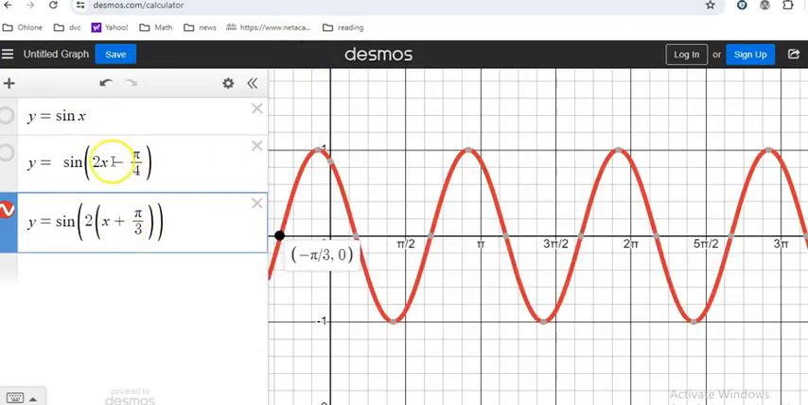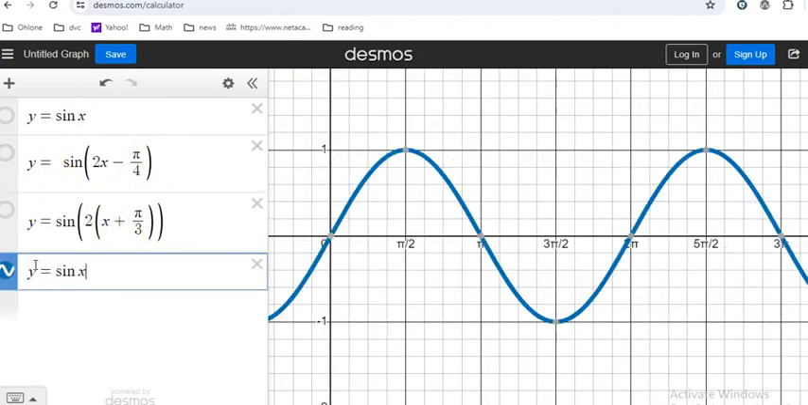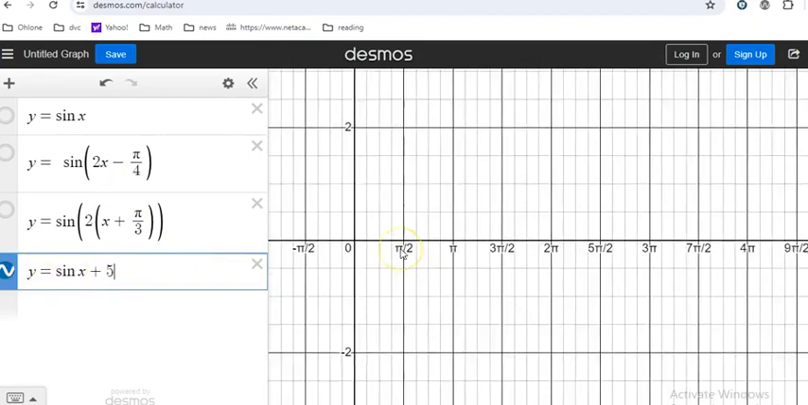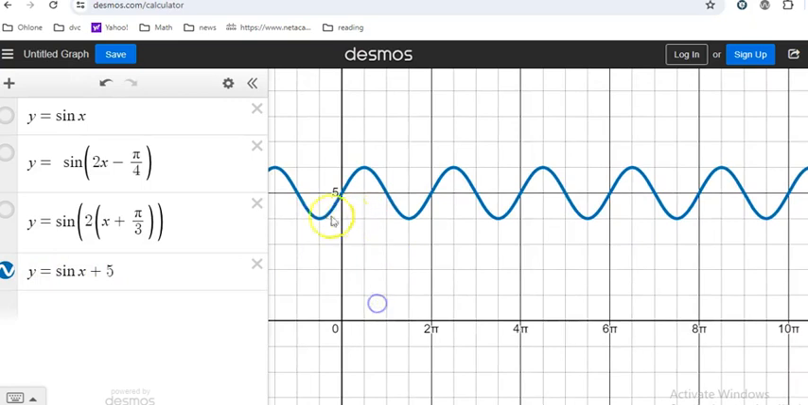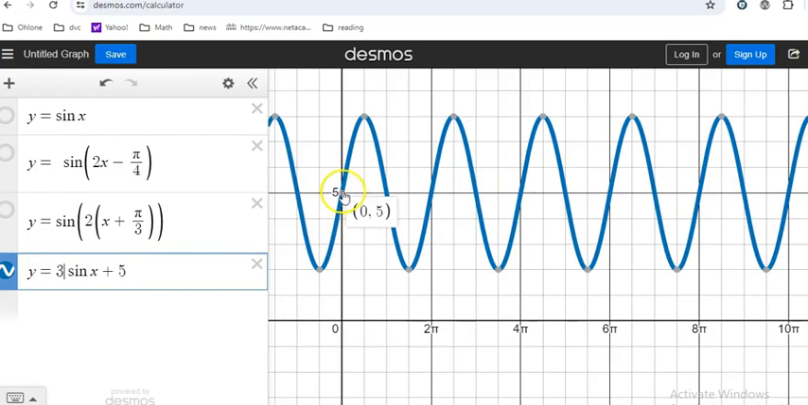Now, what happens if I don't do this, but just do y equals sine x and then plus 5? This plus 5 is outside, so the whole graph will shift up, where the midline is now y equals 5. Anytime you shift up, the midline also shifts up, and the amplitude doesn't change. So if I say 3, the midline is still 5, but you will fluctuate from 5, 3 up and 3 down.